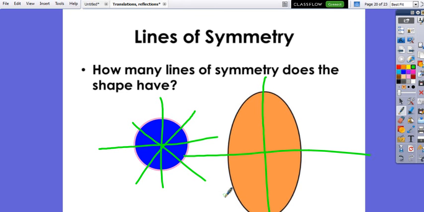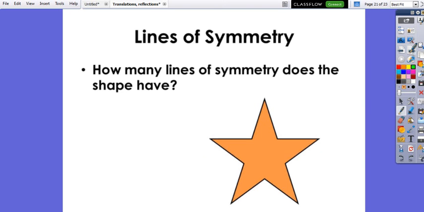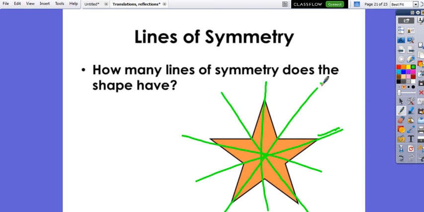All right? How many lines of symmetry? 5. Yep. 1, 2, 3, 4, 5. How do we know it's got 5? Why would we automatically know it's got 5?